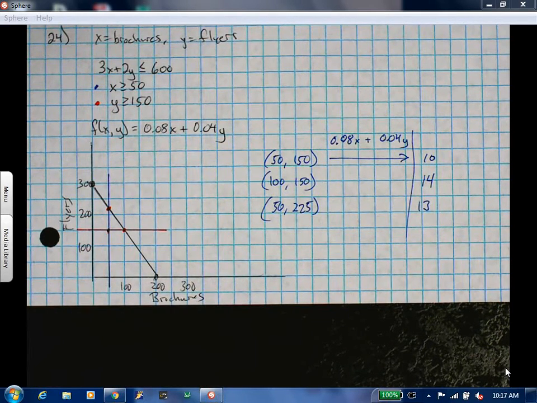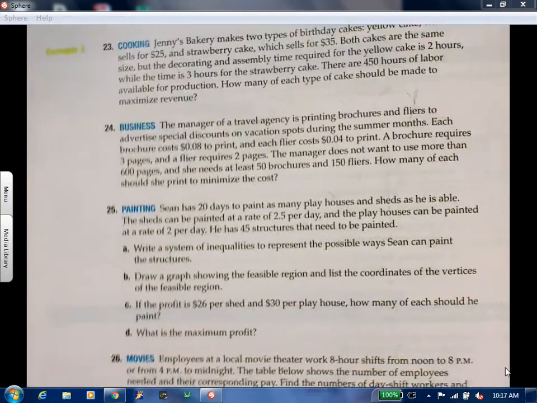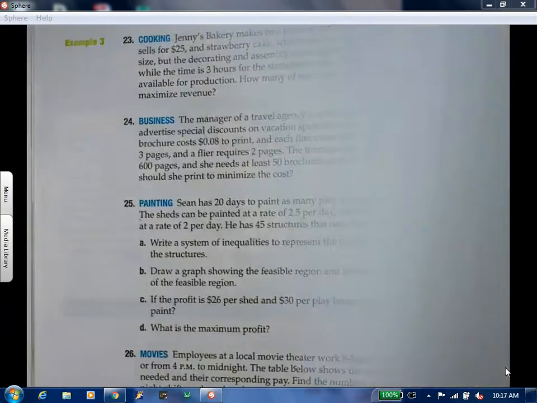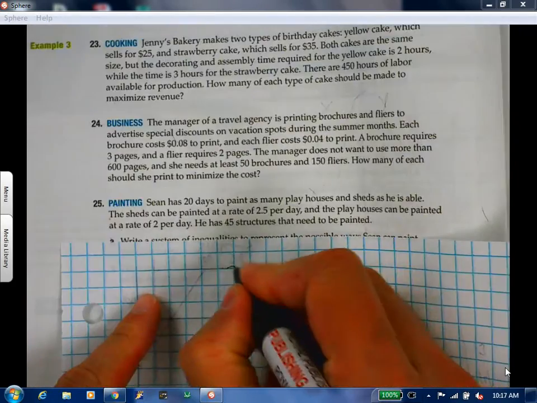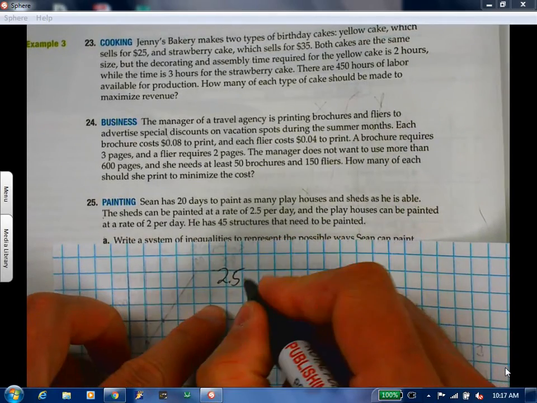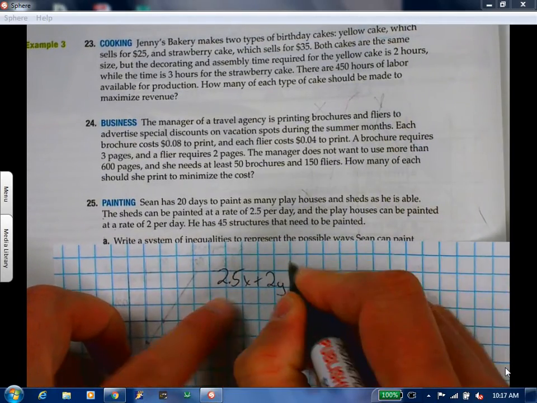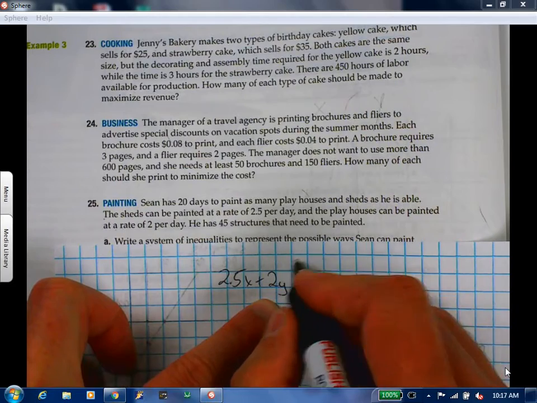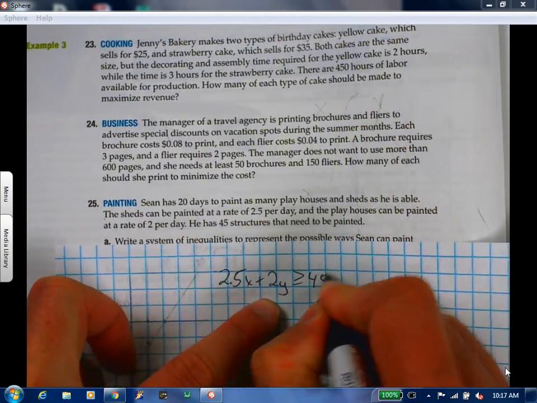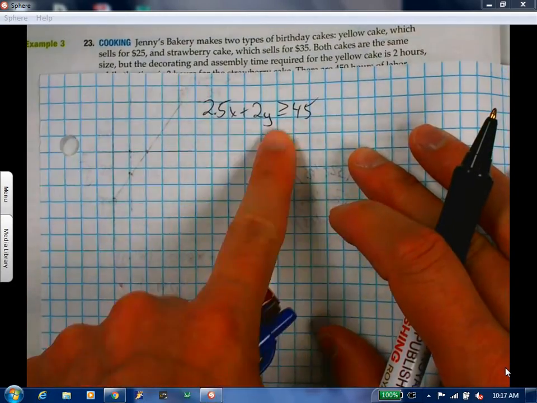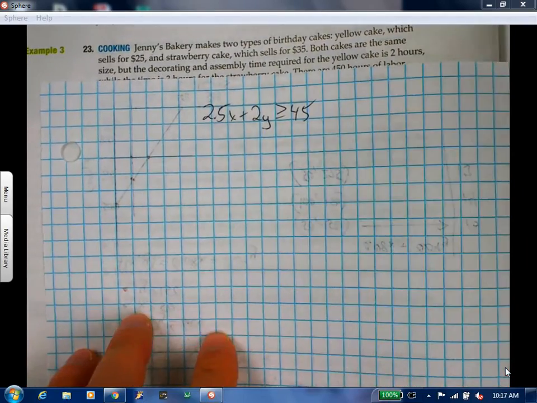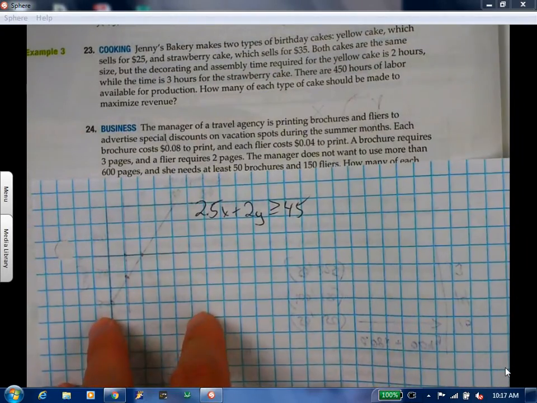Okay, number 25, I'm seeing this inequality show up quite a bit: 2.5x plus 2y is greater than or equal to 45, something like this. Okay, so I've helped several of you with this already. Check the labels. That's where you get your help with this.